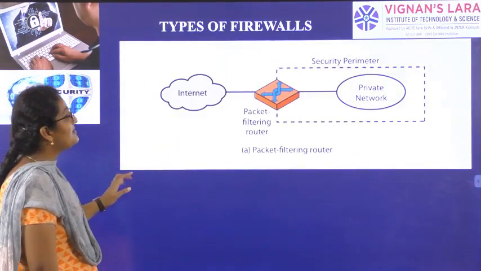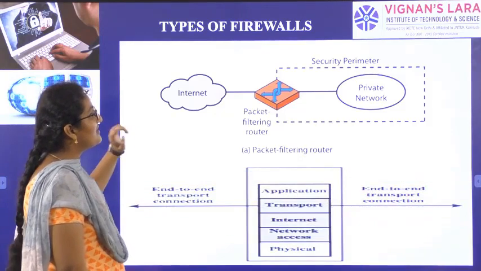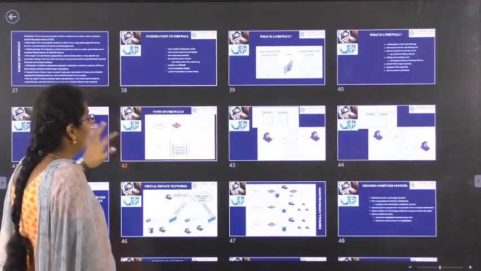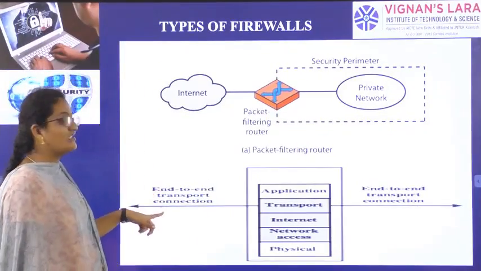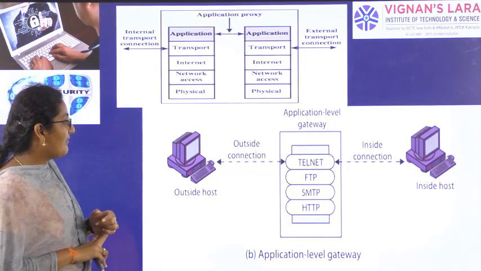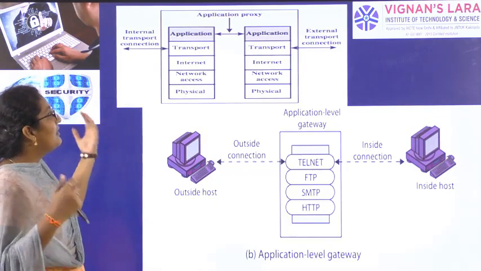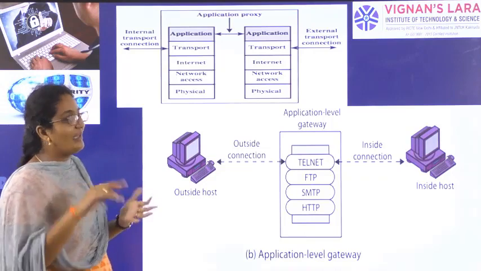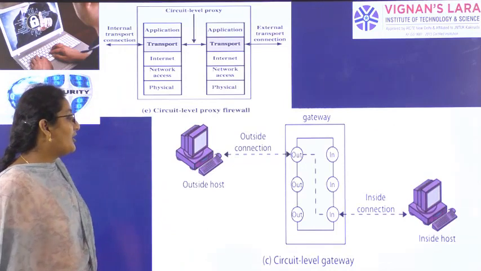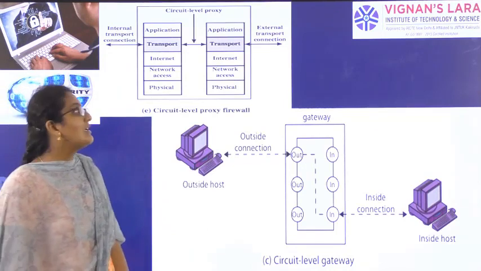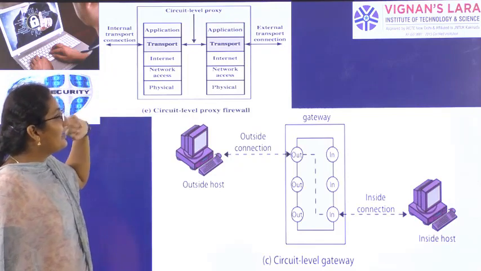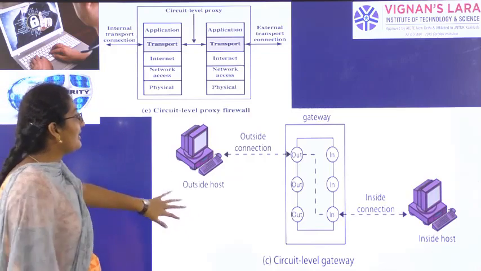So these are the types of firewalls. First one is the packet filtering router, which will act as a packet filter between the private network and the internet. See here, an end-to-end transport connection happens, meaning two systems are connected end-to-end to each other. Second one, the application level gateway, talking about the application layer. Here all the protocols in the application layer are used, especially telnet for remote access. Third one is the circuit level gateway, where the gateway is nothing but a firewall. It is the third type of firewall where the communication happens in the transport layer, so we call it internal transport connection and external transport connection.